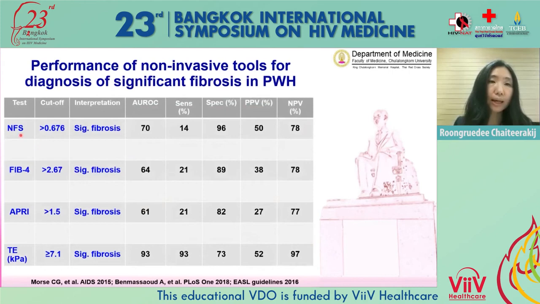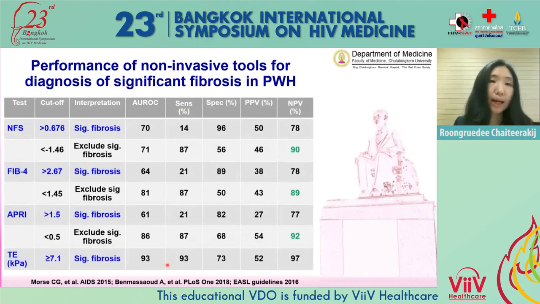Each score has its own cutoff to determine significant fibrosis. The performance of these is quite similar. You can use any one. And there is also another cutoff to exclude significant fibrosis, which has a high negative predictive value.